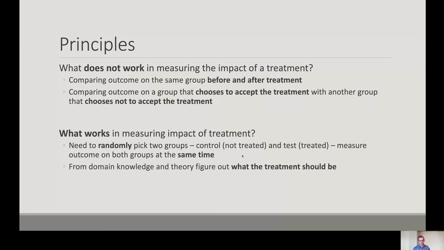Now, the question is, what should be good treatments to do? Only when you have an idea about what treatments to do in a particular situation can you design the experiment around that treatment. And this is where some domain knowledge or theory comes in and helps you. And that is why we'll look into some examples to see how this domain knowledge and theory was used in figuring out the treatment.